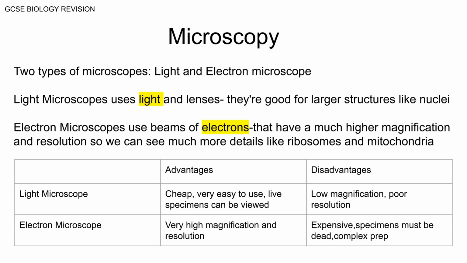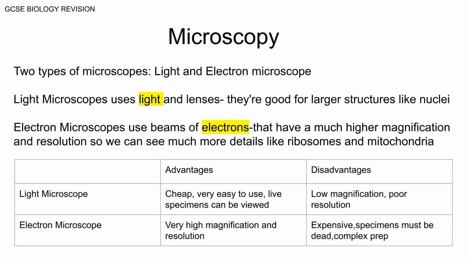There are two main types of microscopes: light microscopes and electron microscopes. Light microscopes are the ones most commonly used in school. They use light and lenses to magnify samples. They're great for looking at larger structures like the nucleus of a cell. However, they have lower magnification and can't show really tiny details like organelles.